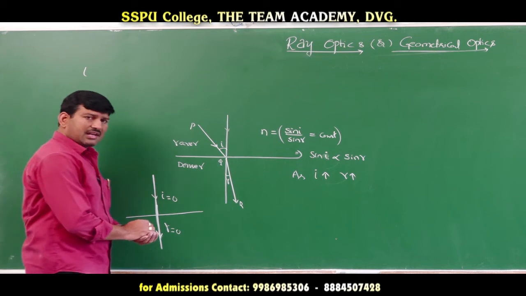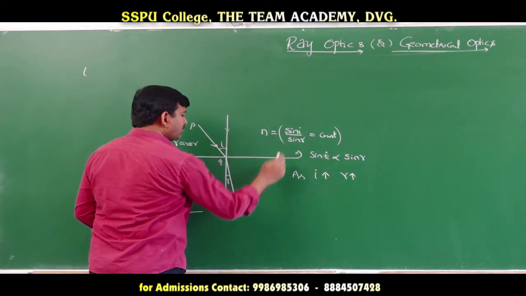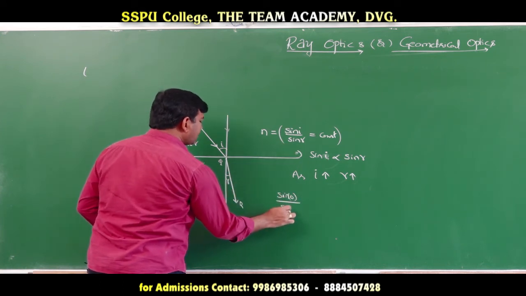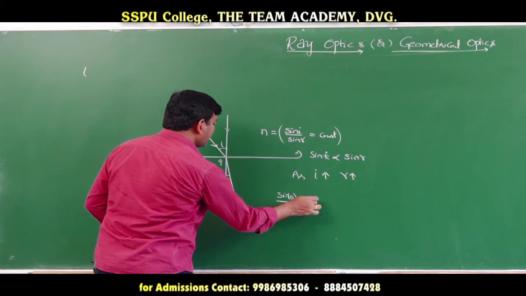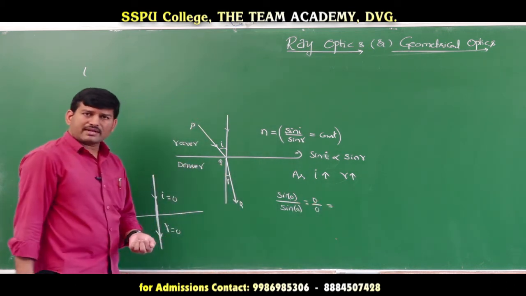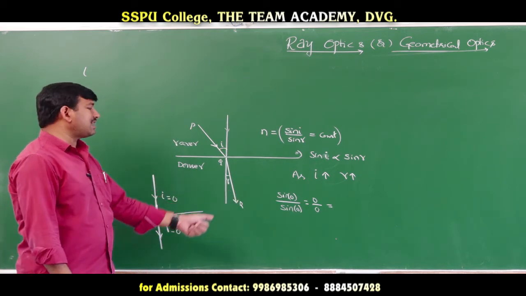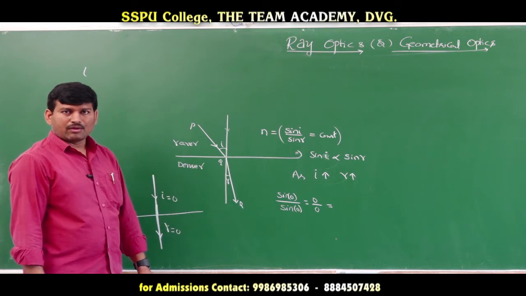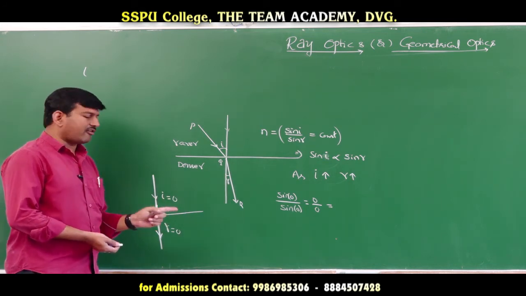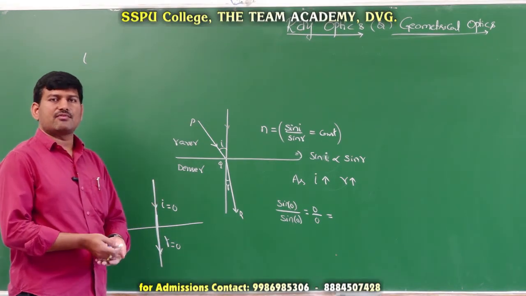Let me check mathematically. i is equal to 0, r is equal to 0. Sin i is sin 0. Sin 0 divided by sin r means sin 0 divided by sin 0. Sin 0 is how much? 0. Sin 0 is again 0. 0 by 0. Can you define 0 by 0? It cannot be determined. Therefore, Snell's law is not valid. When is Snell's law not valid? Snell's law is not valid for normal incidence or when the angle of incidence is equal to 0.